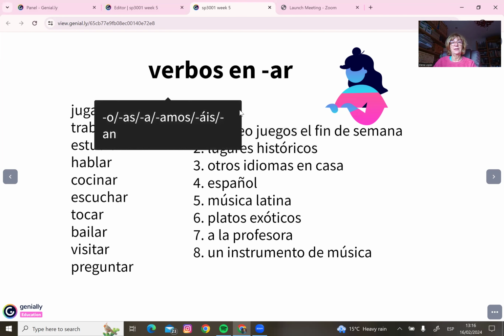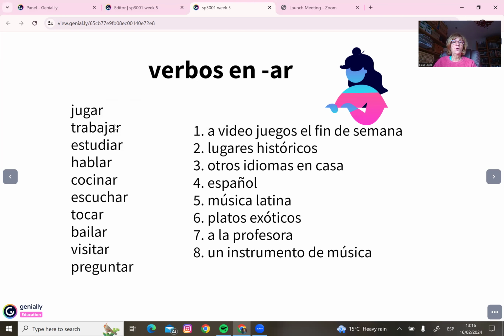But before doing that, we just correlate each verb with the right sentence. For example, jugar a videojuegos el fin de semana. That makes sense. To play video games during the weekend. Trabajar el fin de semana. Estudiar español. Hablar español. O hablar otros idiomas en casa. To speak other languages at home.